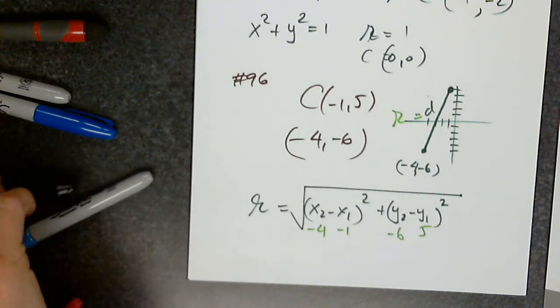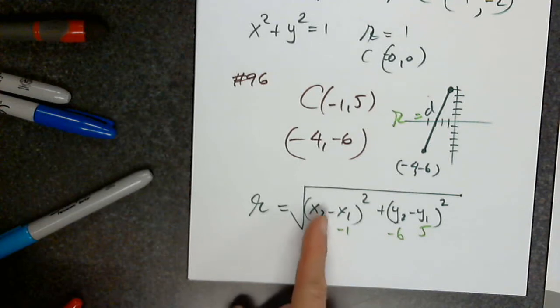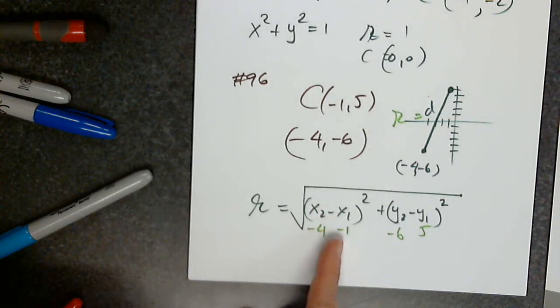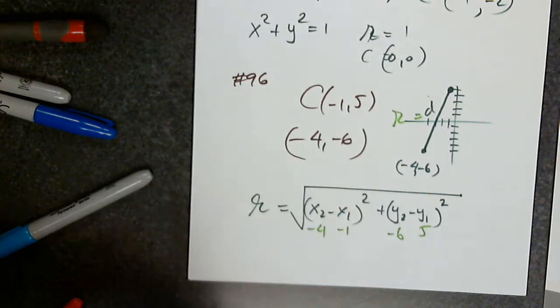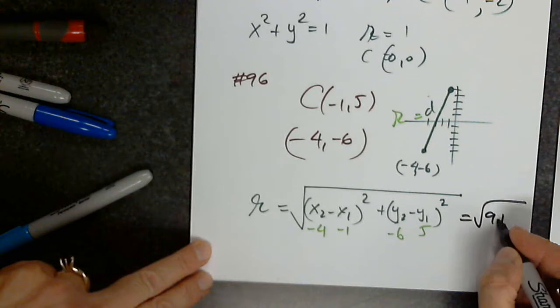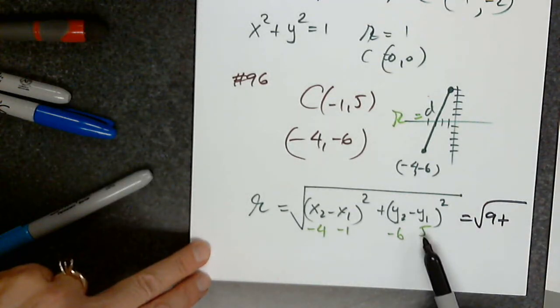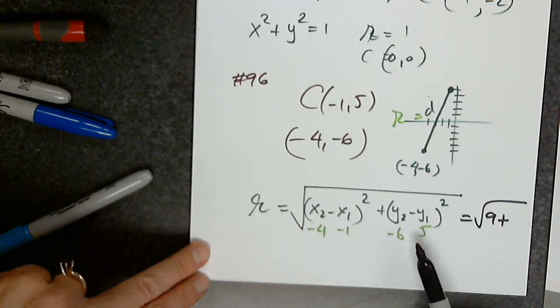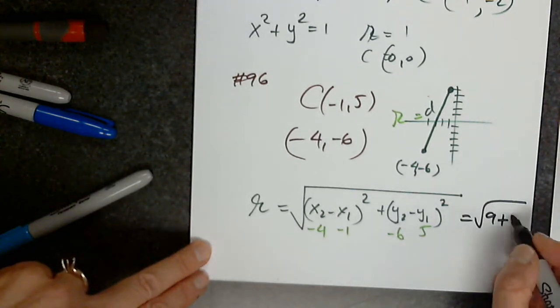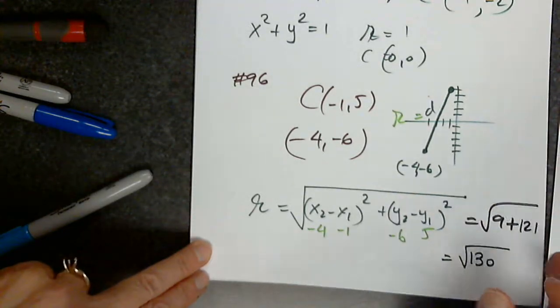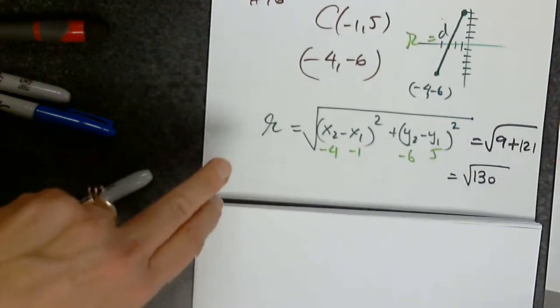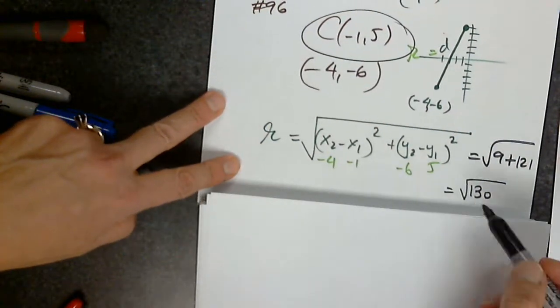Sorry, I used D and I confused you. I apologize. Okay, how much is -4 minus -1? -3 squared, 9. Plus -6 minus 5, -11. -11 squared. So this is 130. The radius is the square root of 130. Now I'm ready. I have the center and I have the radius.